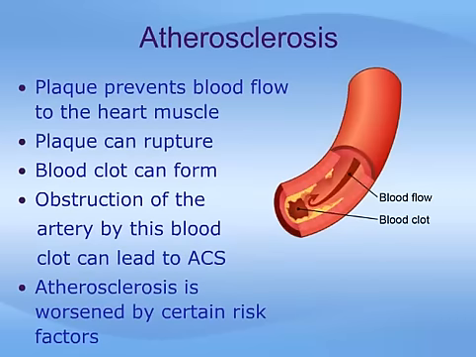A buildup of plaque will eventually prevent sufficient blood flow from reaching the heart muscle. Over time, the plaque can actually rupture and expose a surface upon which a blood clot can form. Obstruction of the artery from this blood clot can then lead to the conditions of acute coronary syndrome. While atherosclerosis occurs naturally to some degree in all individuals, it is worsened by certain risk factors. Some of these risk factors can be modified, and some cannot.